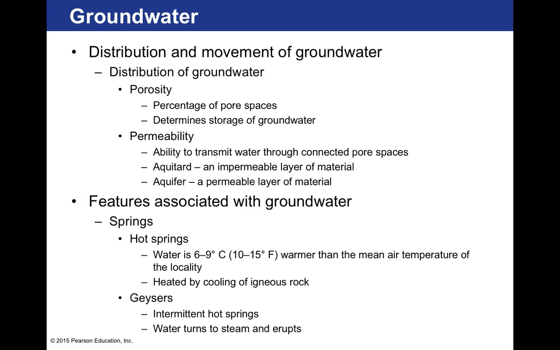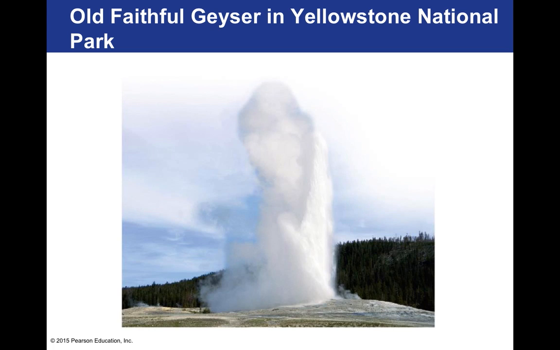And this is heated by the cooling of igneous rocks. So you're going to have igneous rocks underground. Again, there's going to be a source of magma nearby. It's going to be warm, and then when it comes to the surface, the groundwater will heat up because it's going to cool the igneous rock around it. And then you have geysers, which are just intermittent hot springs, and it's water that's turned to steam, so it's hot enough to at least boil the water. This is just an example of a geyser at Yellowstone National Park.